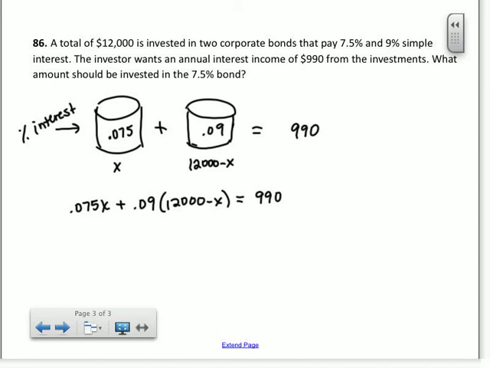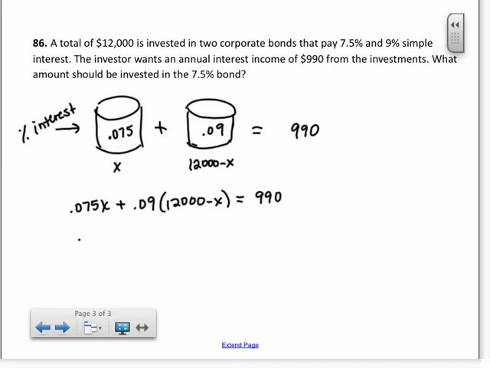So what we're saying is that if x was 10,000, I would multiply by 0.075 to get the amount of interest I'm making, right? 7.5% of the 10,000 would be the amount of interest you make. All right, and then this times this would be the amount of interest you make from that one. The total amounts of interest add up to be $990.